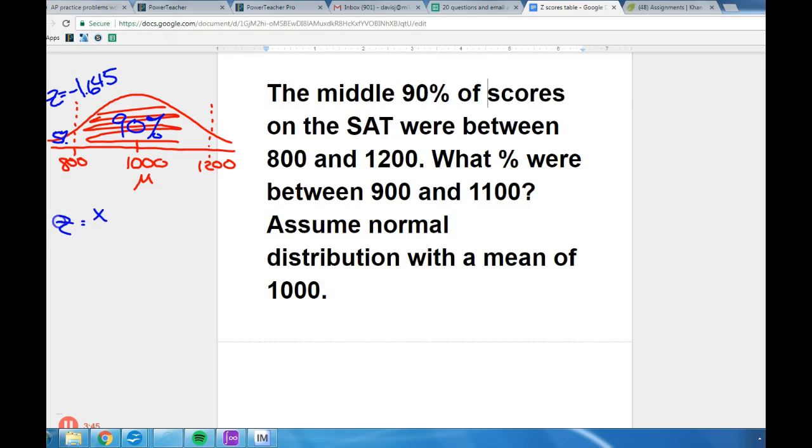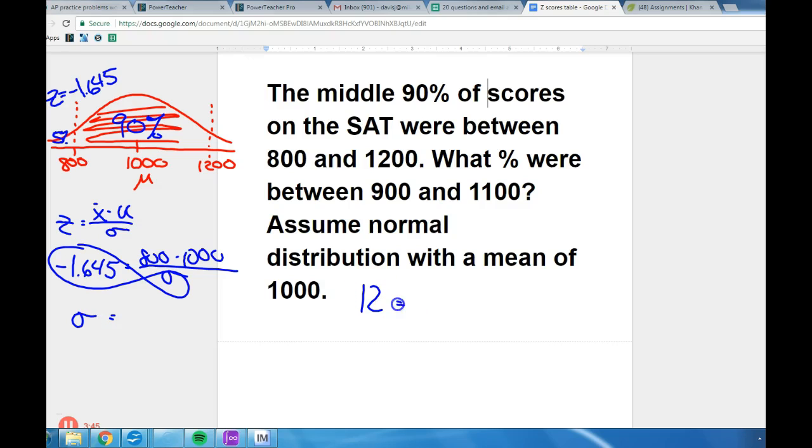So then z equals x bar minus mu over standard deviation. So negative 1.645 equals 800 minus 1,000 over standard deviation. I'm going to solve that for standard deviation. You guys remember the trick where you can exchange those two? When you have this set, remember we talked about 12 equals 36 over x. What's x? 36 divided by what gives you 12?